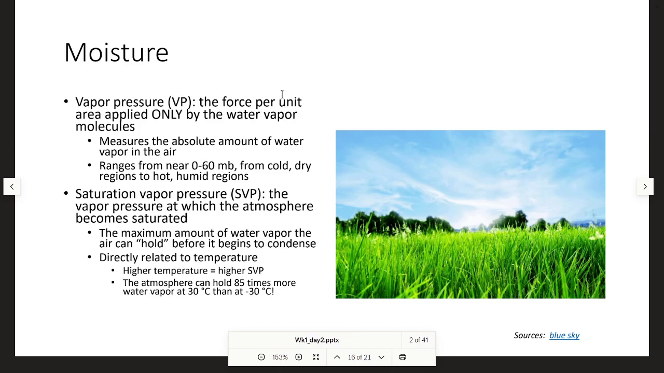So moisture, again, vapor pressure. That's the force per unit area applied only by the water vapor molecules. Basically, you take the percentage of the atmosphere that is vapor and multiply the total pressure by that percentage. Let's say 2% outside is water vapor, like 2% of the molecules are water vapor. Then you take 2% times 1013 millibars, and that will give you how much water vapor is in the air. And it changes.